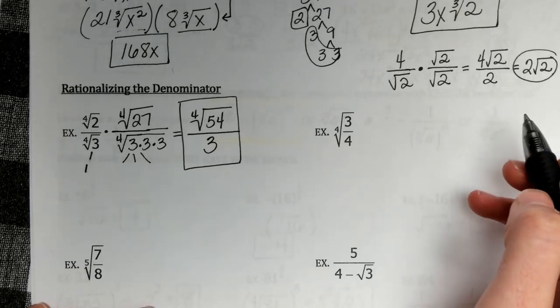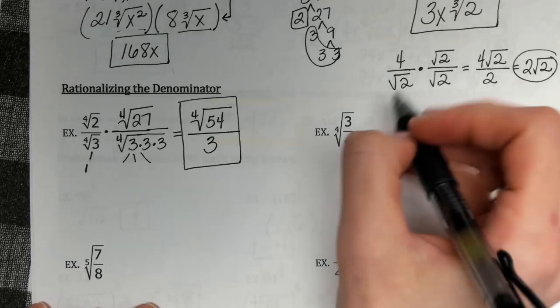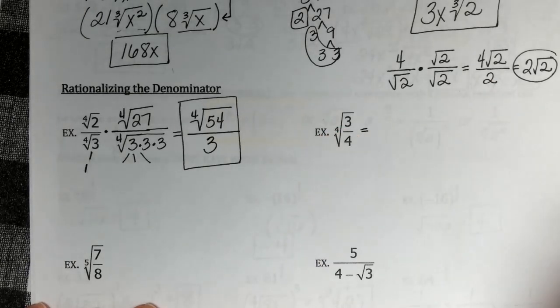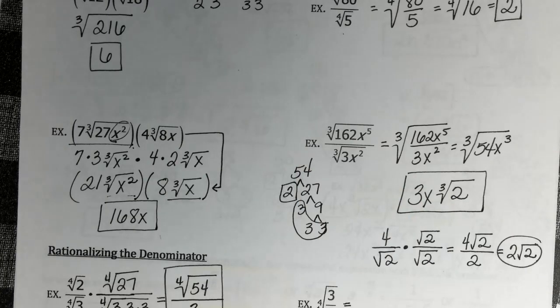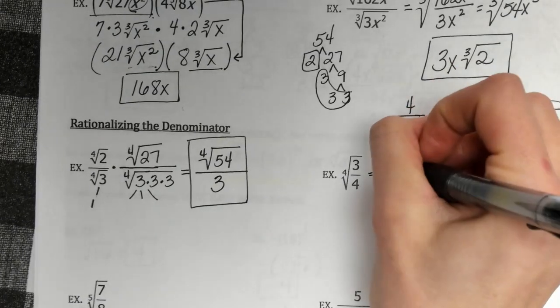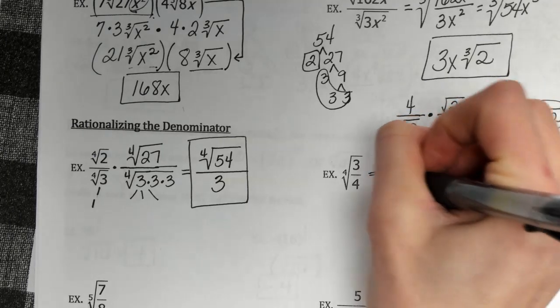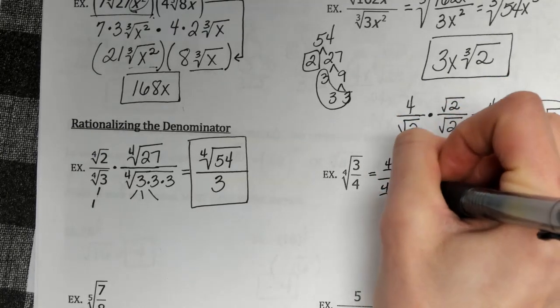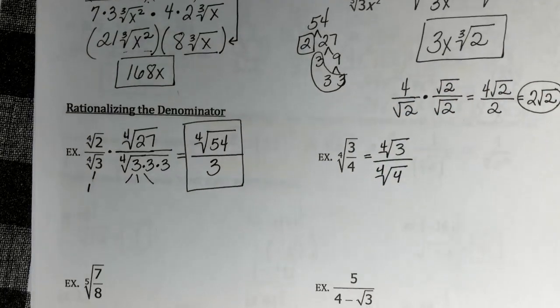Alright? Fourth root of 3 over 4. I need to break that. So earlier, it was already broken, and we wanted to put it together to simplify. Here, 3 over 4 can't simplify, so I'm going to break it: fourth root of 3 over the fourth root of 4. I want you to try this one.